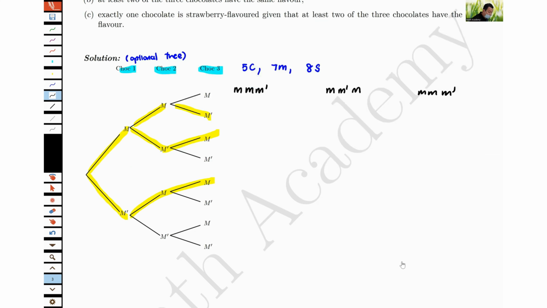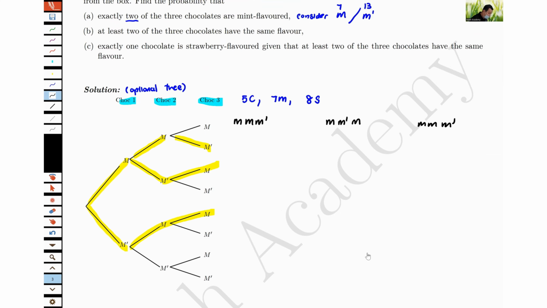I show you the long way first before we try to shorten our solution. So each M, first M is 7 out of 20. Okay, remember M is 7, M prime is 13. My second M, it will drop by 1. So 6 over 19. Last M prime, denominator will be 18 because you have removed 2. And M prime, you have 13.